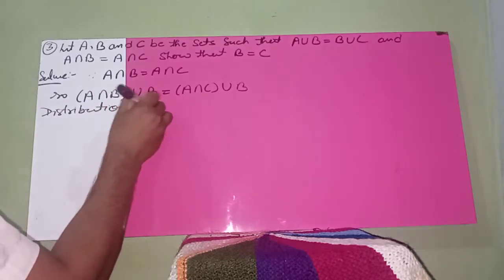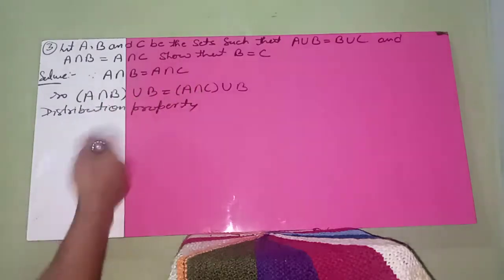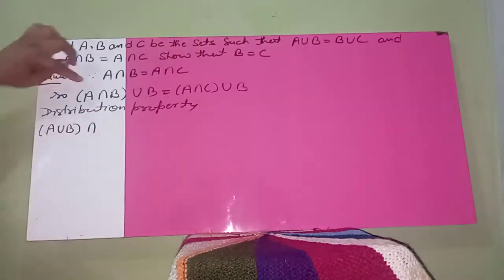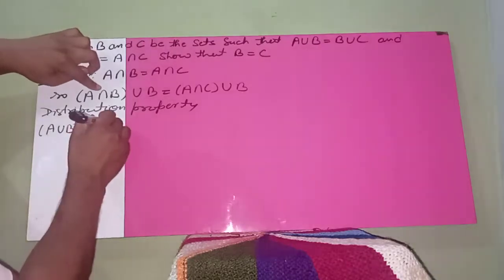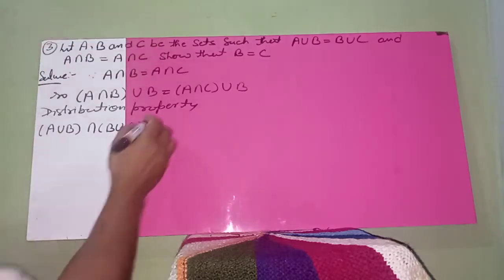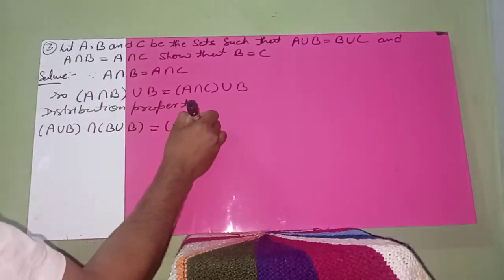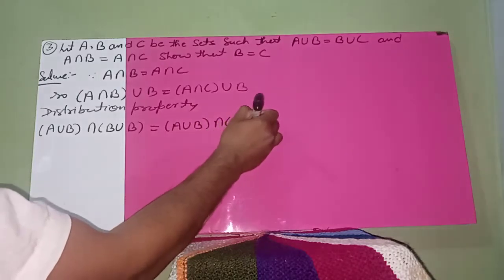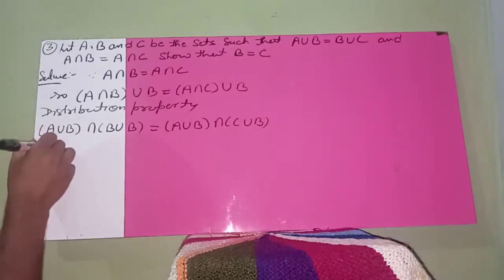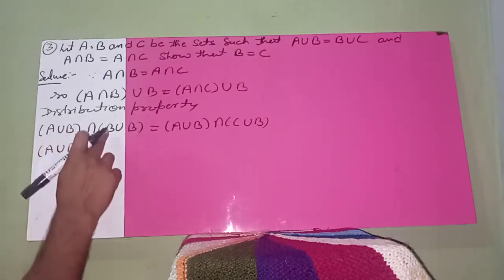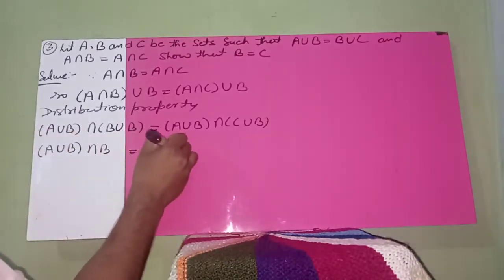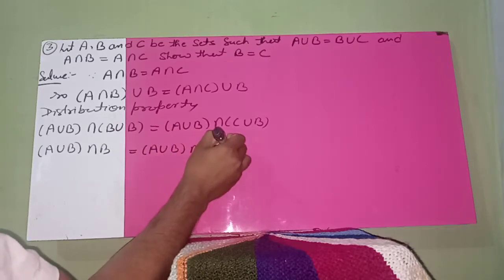Now I take the distribution property of union on intersection. So what is the distribution property? A union B intersection B union C, B union B. OK, check here, equal A union B intersection C union B. OK, clear? OK, that is right. After that, A union B intersection, what is B union B? B union B is B, equal A union B intersection C union B.